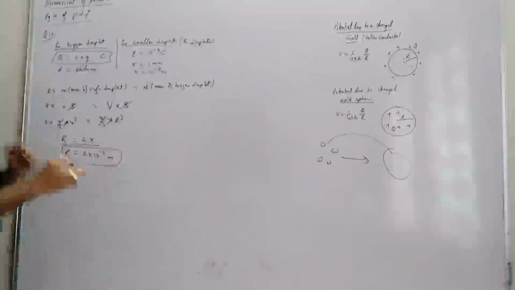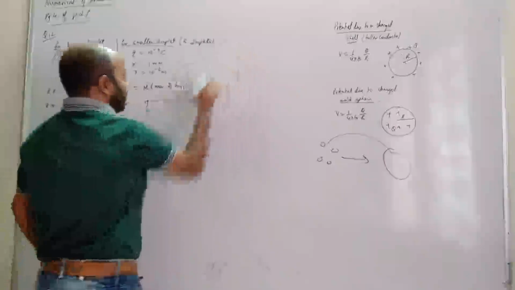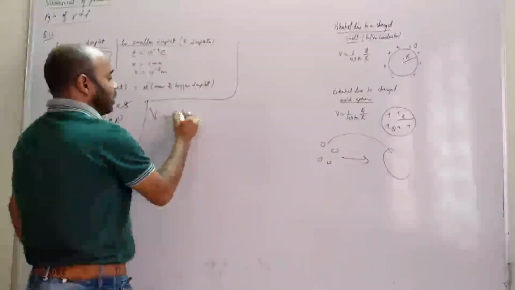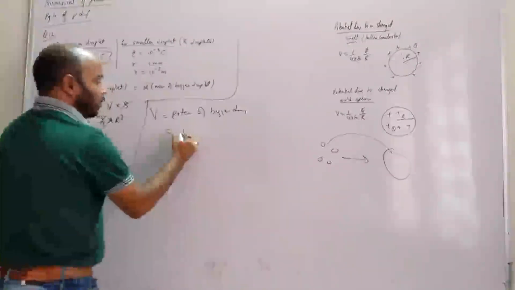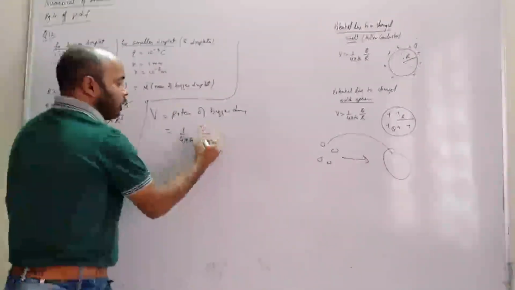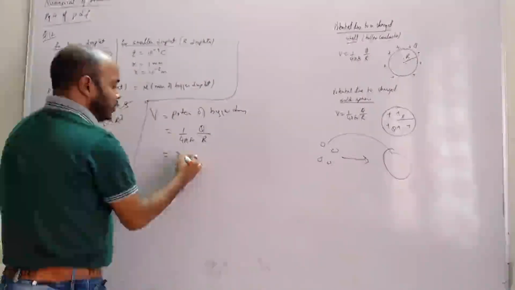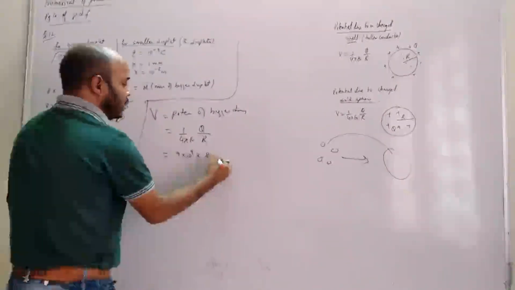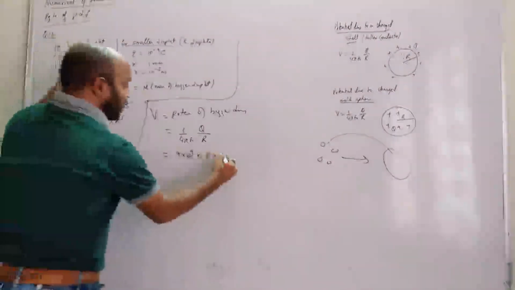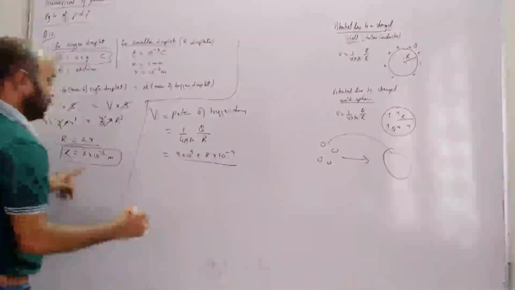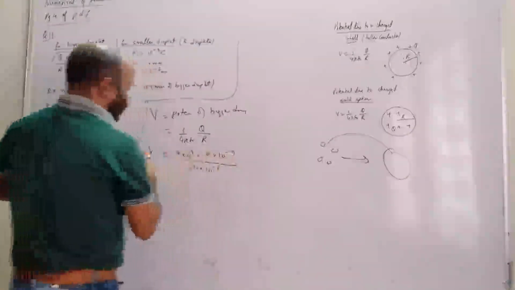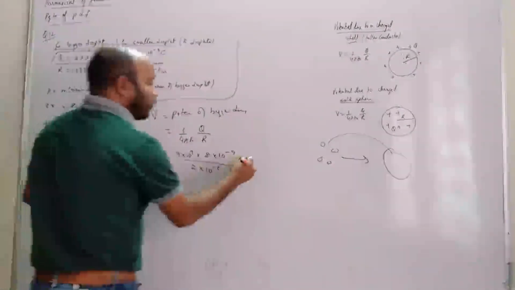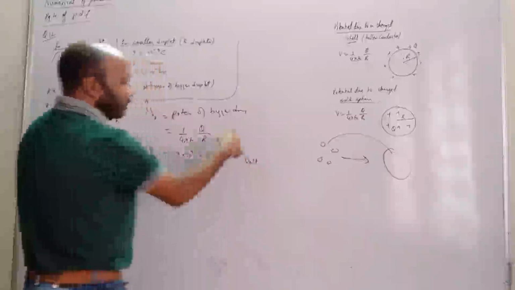Then what is the potential of the bigger droplet? Therefore, V, the potential of the bigger droplet, is 1 by 4 pi epsilon Q by radius. That is 9 into 10 to the power 9, Q is 8 into small q, where small q is 10 to the minus 9 coulomb, divided by the radius, 2 into 10 to the power minus 3. This is the potential. What is the unit of potential? Volt, or simply you can write V.